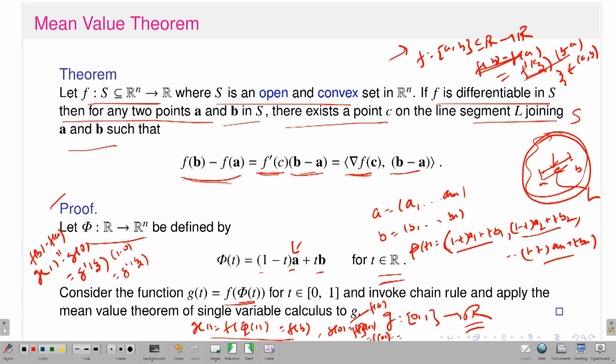So only the right hand part you have to take care. That means I have only the derivative of small g at the point xi. I have to somehow show that this is nothing but the derivative of small f at the point xi times b minus a. That's the only thing.